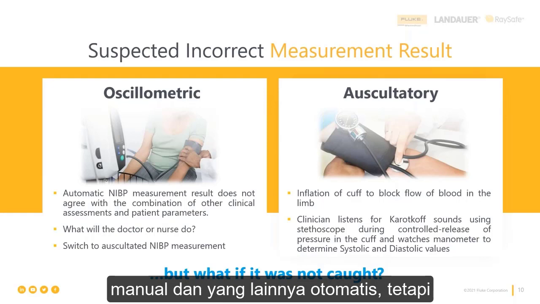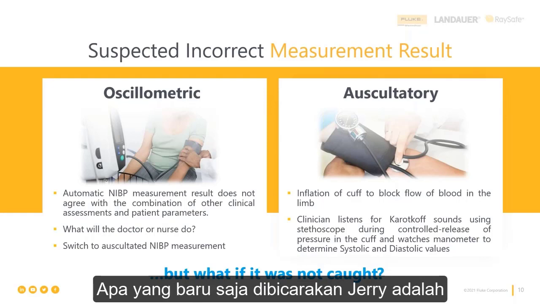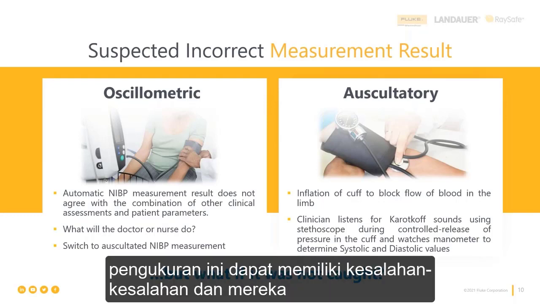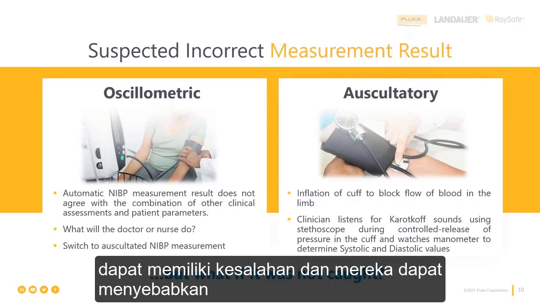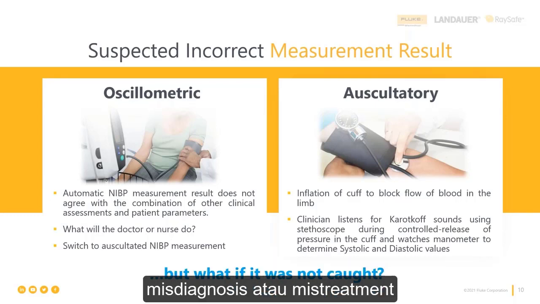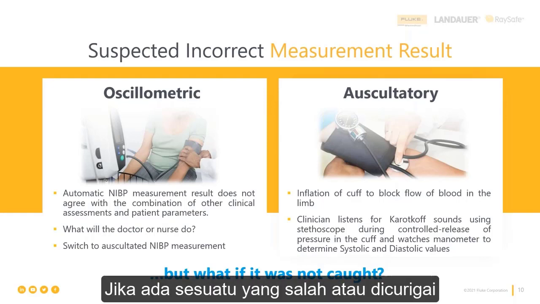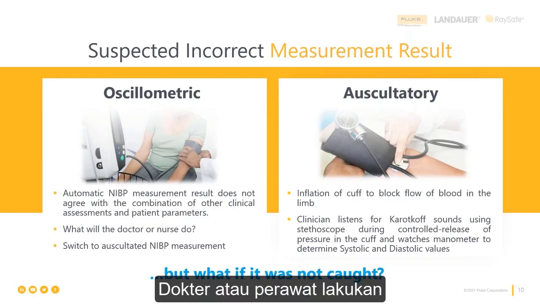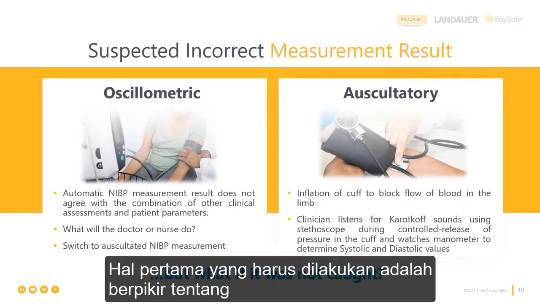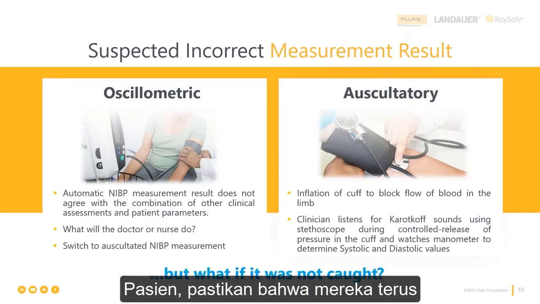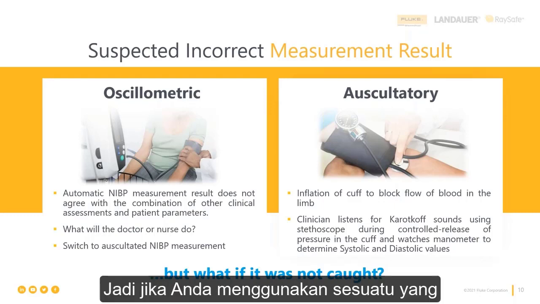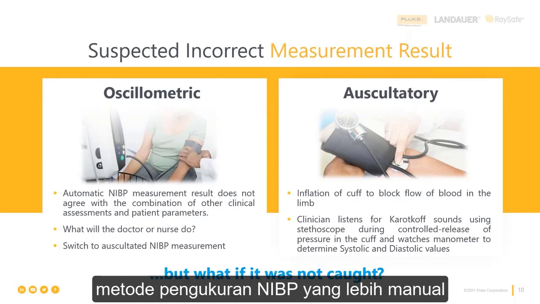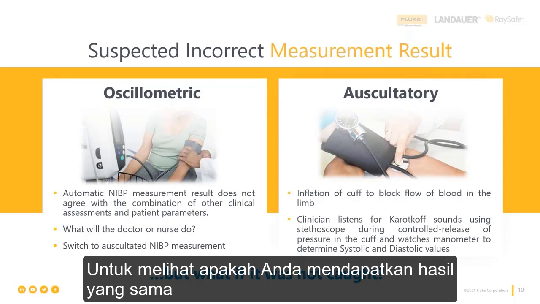One is much more manual and the other is automated, but what Jerry just talked about is the importance of measuring it correctly. These can have errors, and they do have errors, and they can lead to misdiagnosis or mistreatment. So if something is wrong or suspected to be wrong, what should the doctor or nurse do? The first thing is to think about the patient and make sure they continue to be the focus. If you're using something automated, you might want to shift to the more manual method of measuring NIBP to see if you get the same result.